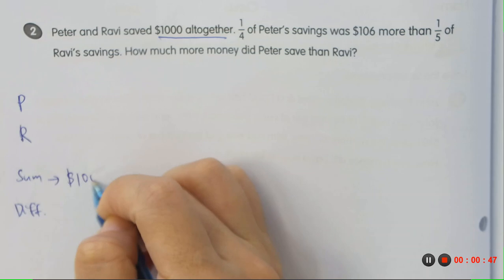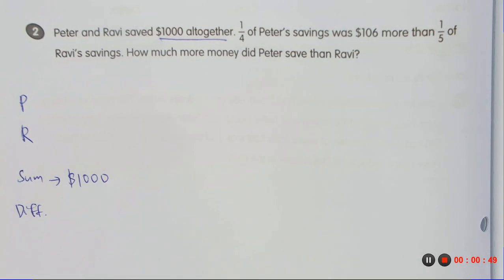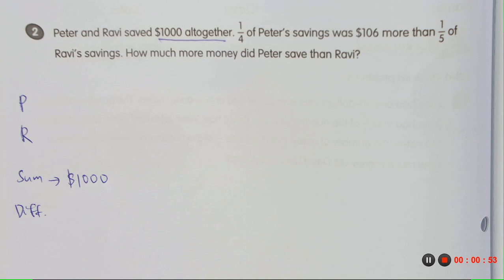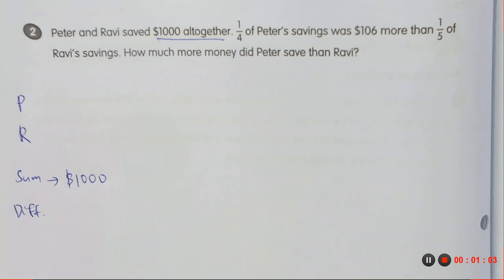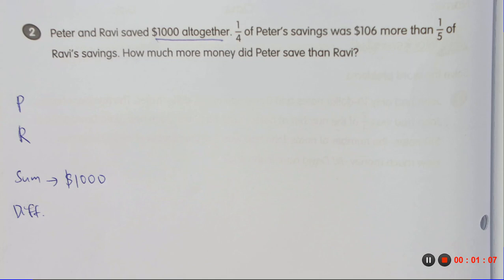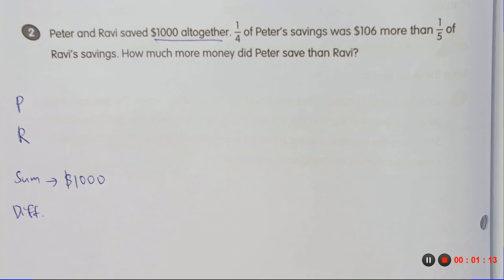$1,000. Now, the next sentence is the tricky part. It tells you that Peter's savings is more than Ravi's savings, but it's not the whole of the money. If it's without the fraction, it's very straightforward, easy. But it's made difficult because a fraction appears. If you ignore the fraction, it will just read like this: a part of Peter's money is more than a part of Ravi's money.